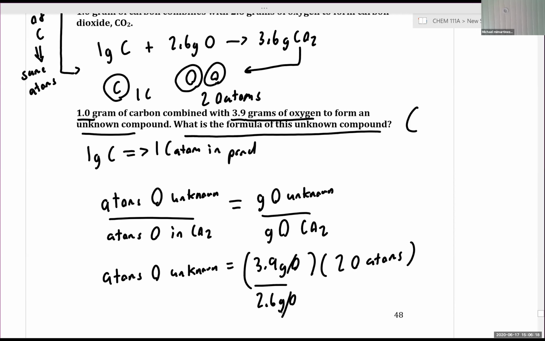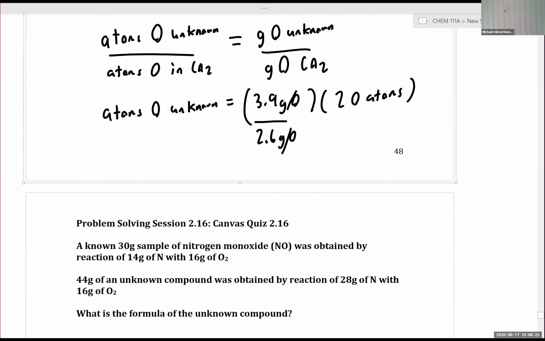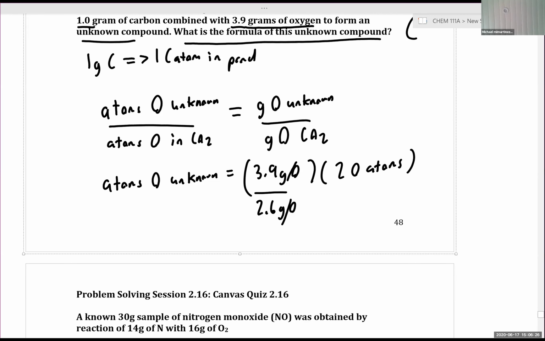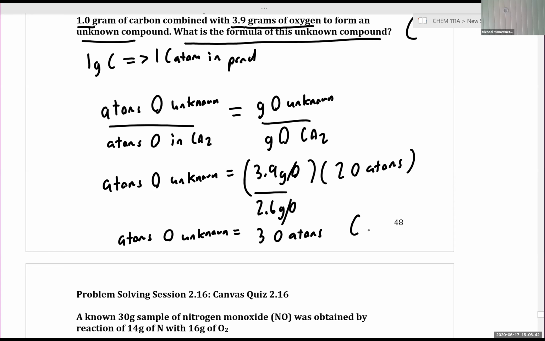Our grams of oxygen cancels, and if we punch this into our calculator, the atoms of oxygen in our unknown is equal to 3 oxygen atoms. So this compound would have the formula of CO3.